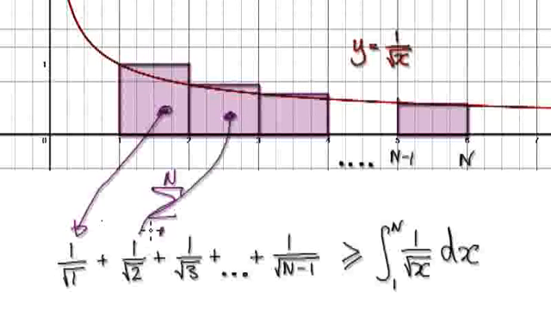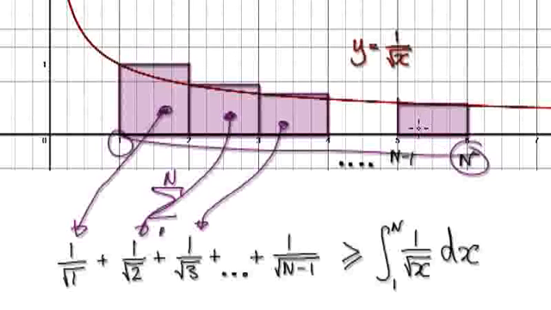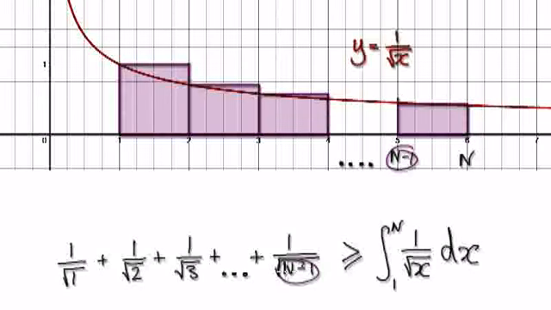This rectangle here would represent this. This one would represent this. And for the very last, remember from here to n here, the very last rectangle would actually be n minus 1. Would be 1 over square root of n minus 1.